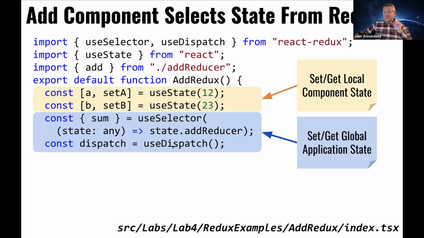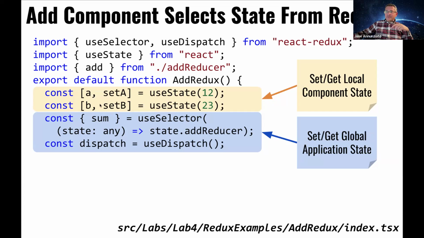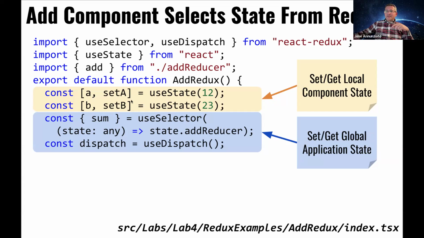So yeah, we can extract the sum. We can grab the dispatch because we want to call and pass in some values. And here are the input fields, where we can display that a plus b is sum, where a and b are the local state variables, whereas sum we're grabbing from the reducer. So it's a combination of both. Some values we're keeping local, and some other ones we're keeping application statewide.